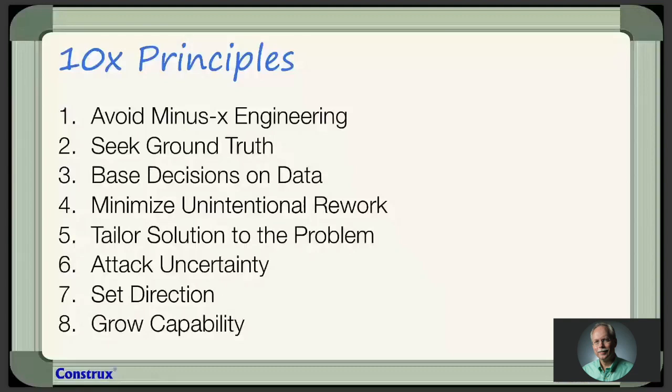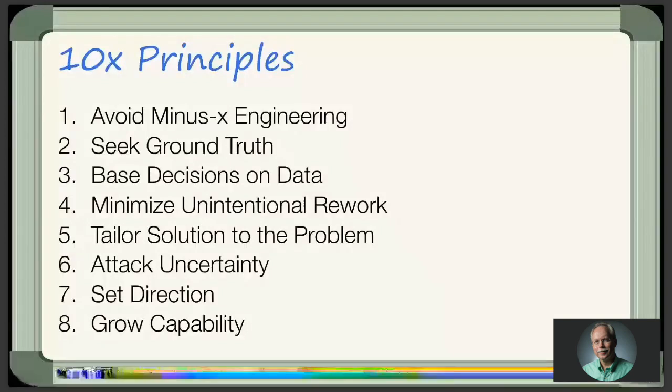Our decisions are based upon data and evidence from all 4 areas. And then we're adding little bits of planned rework to avoid massive amounts of unintentional rework. And that allows us to tailor the solution to the problem each time. And we attack uncertainty by not just wallowing and doing that minus X of wasting the front end, but actually starting the project, working it, and doing some risk management, all while setting very clear direction to the organization and helping people grow their skill sets.